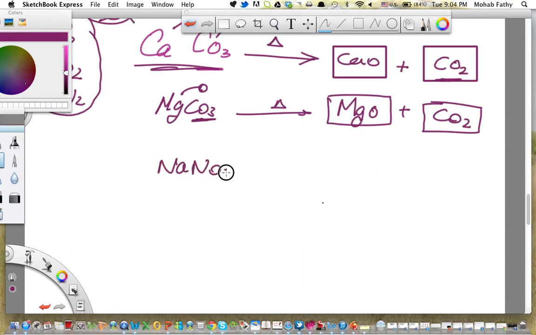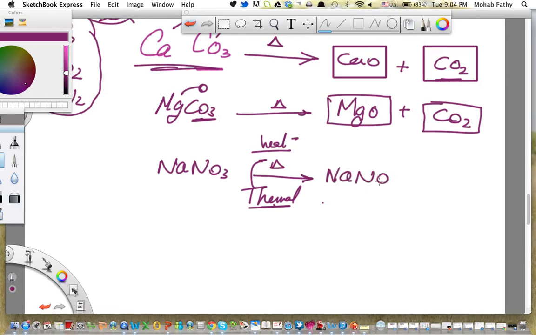NaNO3, when it decomposes by heat. What does the triangle mean? This triangle means heat, and heat means thermal. So it will decompose to give NaNO2 plus O2. This one is difficult for you to predict, but you can study it.